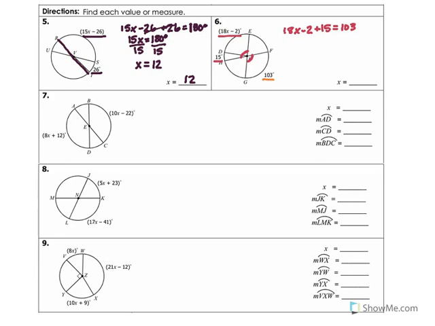So now if we combine like terms, we have 18x plus 13 equals 103. We need to subtract 13 from both sides. So 18x equals 90. Divide by 18. And we get x equals 5.